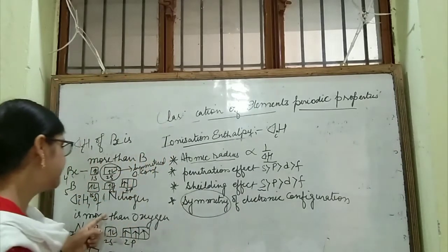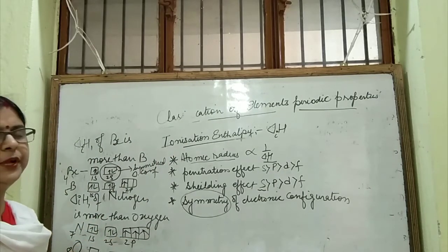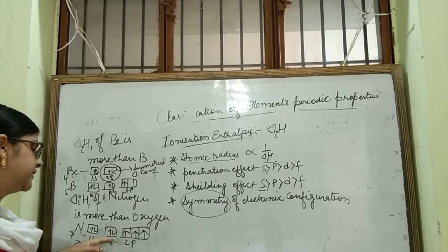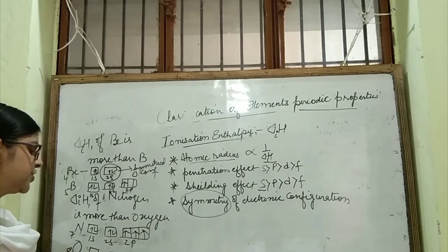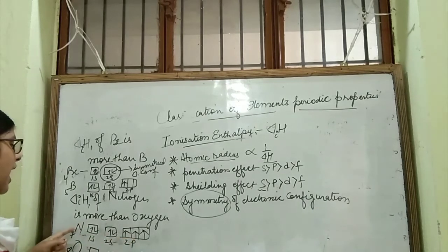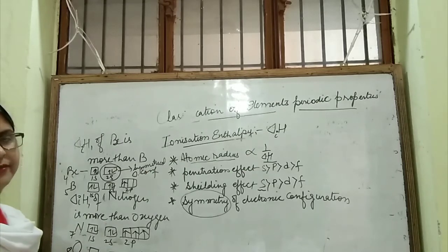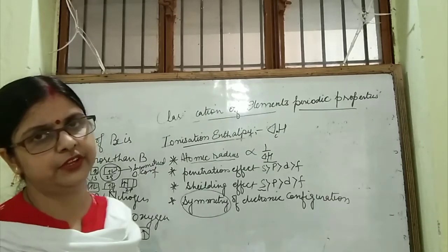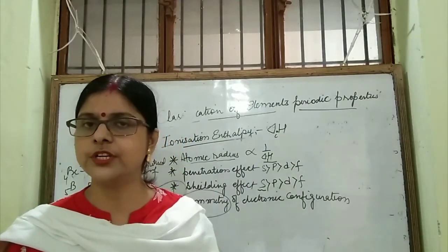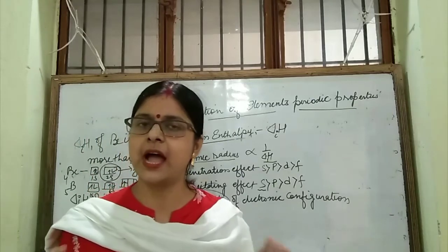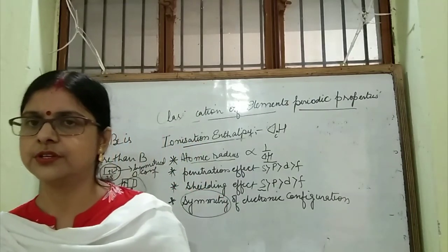Now if you take the example of nitrogen and oxygen, nitrogen has a half-filled 2p orbital, so it is stable due to symmetry of the electronic configuration. So it has higher ionization enthalpy than oxygen, which does not have a symmetrical electronic configuration. I hope all of you have followed ionization enthalpy and the factors which influence ionization enthalpy.